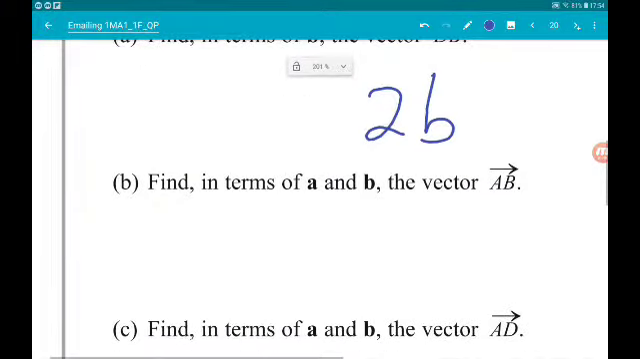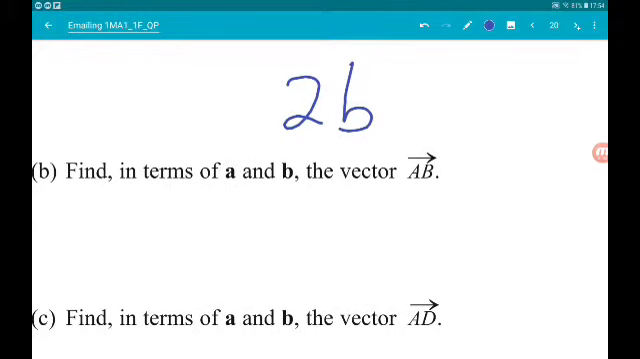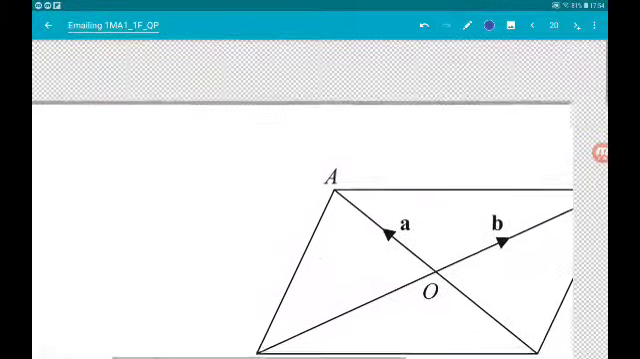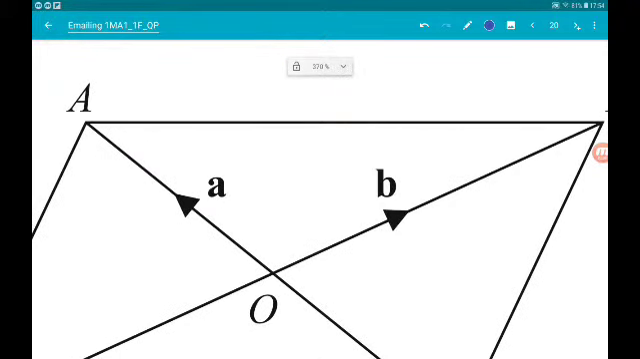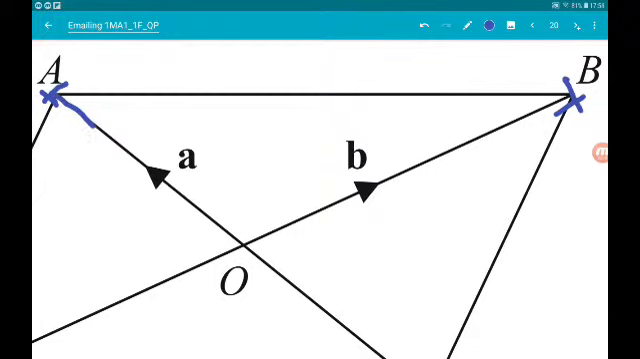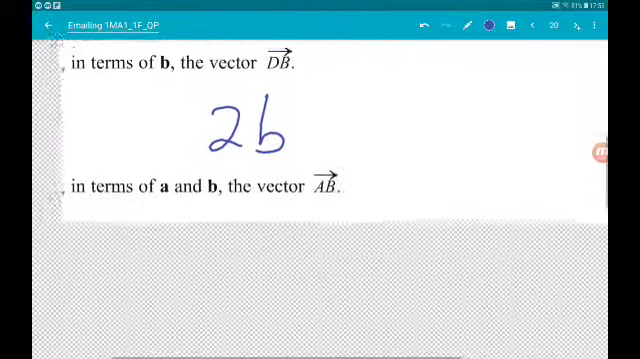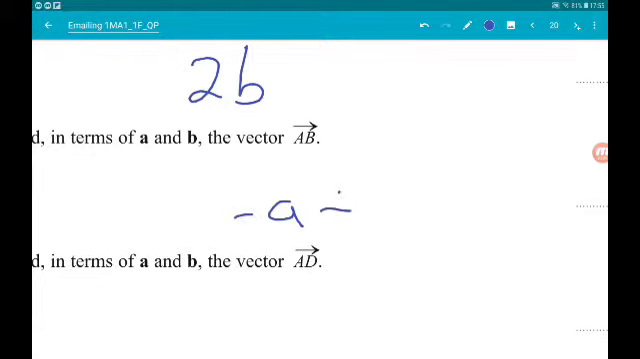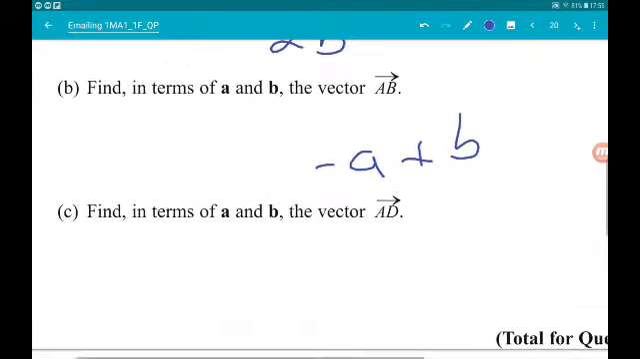Part B says, find in terms of A and B the vector A to B. So we want to get from A to B. Now we can only use vectors that we know, so we're going to have to go backwards along A and then forwards along B. Now when you go backwards along a vector, you are doing negative that vector. So it's going to be minus A add B.